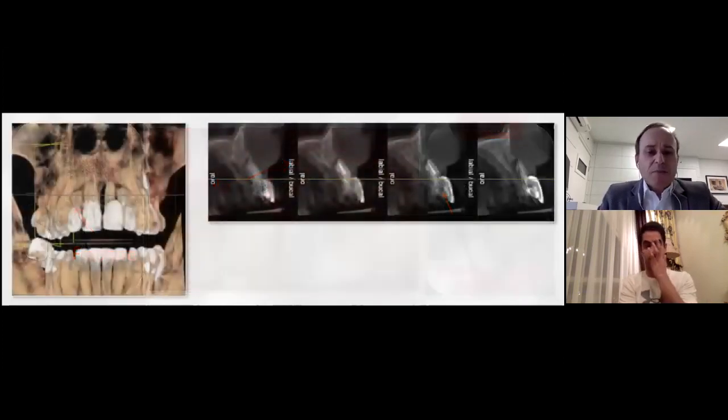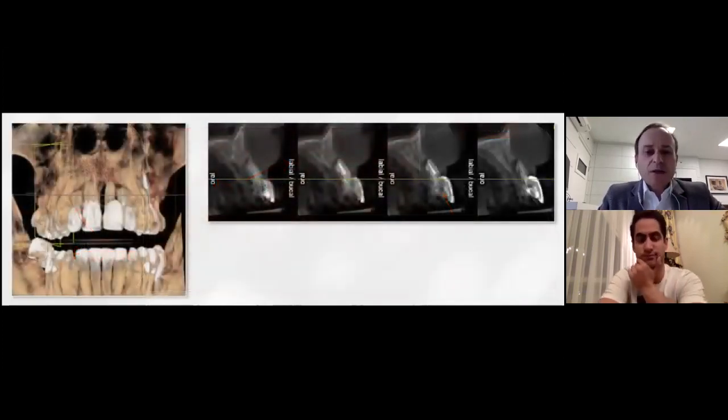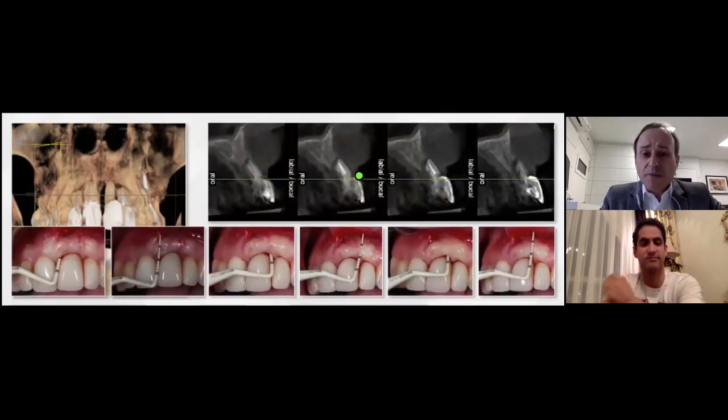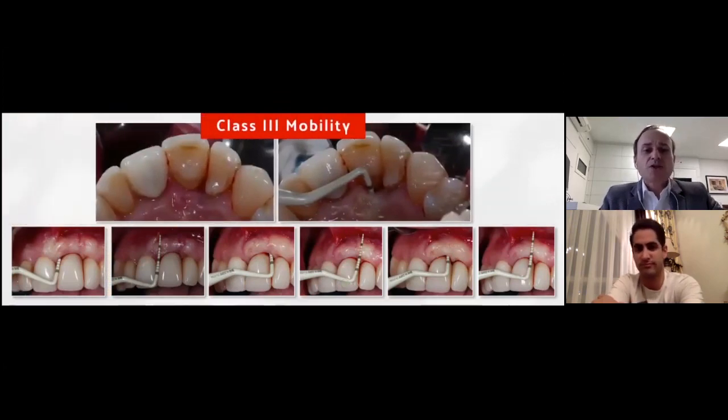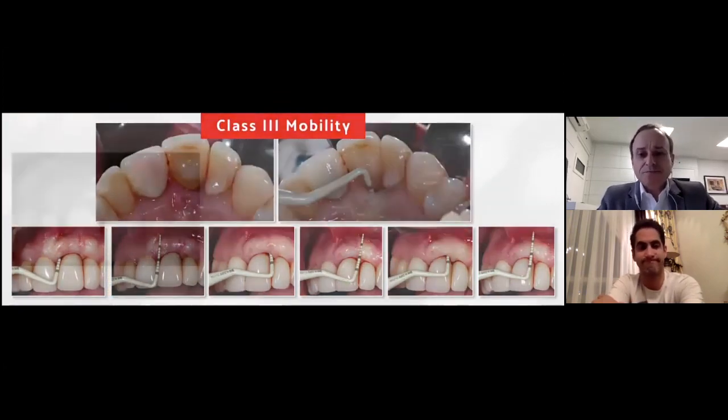And we requested the patient to take this CBCT scan. When we saw this picture, we were in a state of shock because this patient lost completely the buccal and the palatal wall beyond the root apex. It was confirmed through the bone sounding. The periodontal probe showed us that we had no buccal wall and no palatal wall. And this tooth presented class 3 mobility.